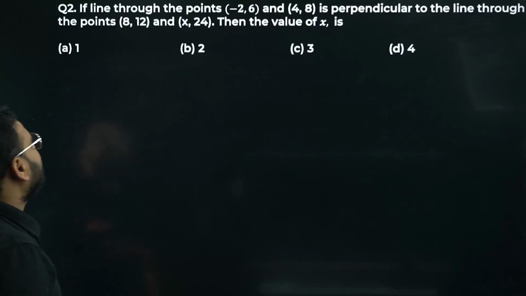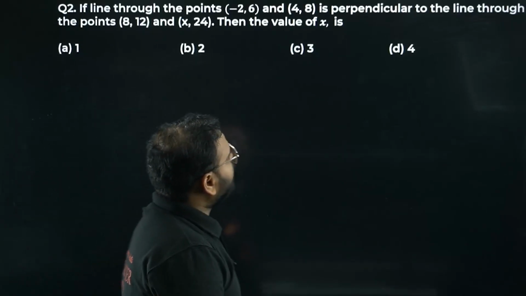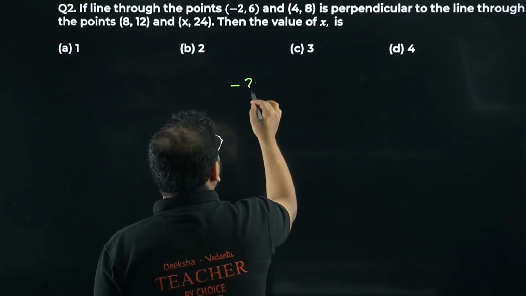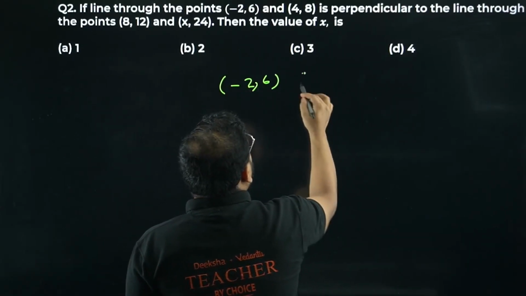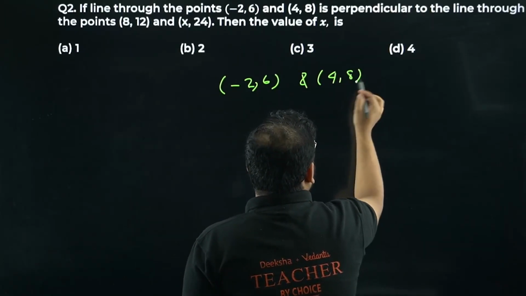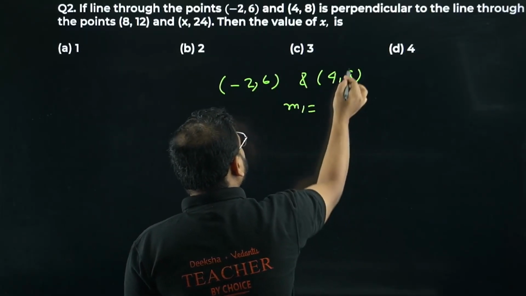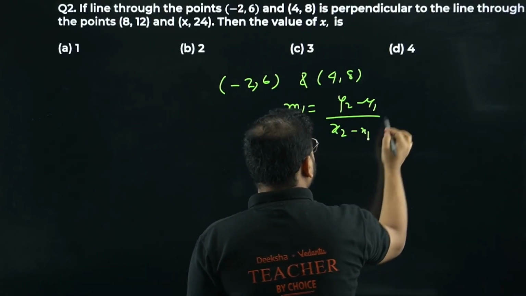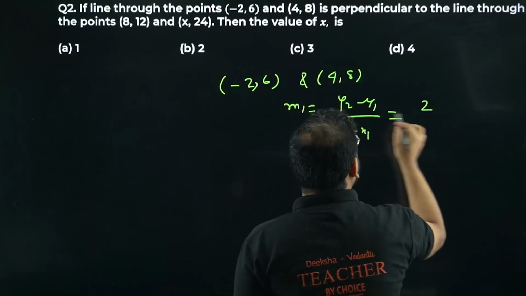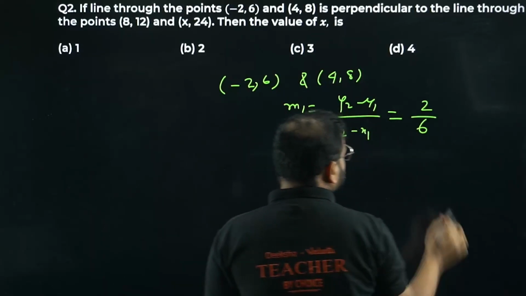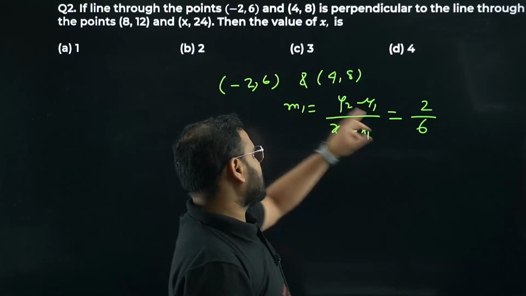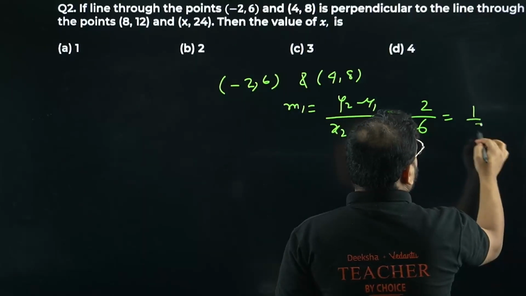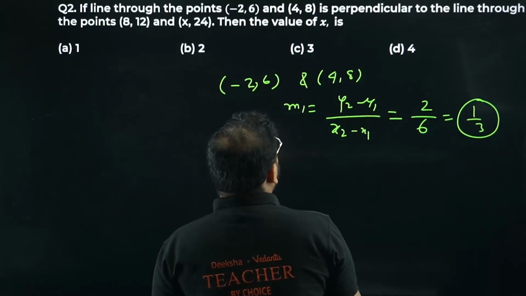What else do we have? If the line through this point is perpendicular to the line through this point, let's do one thing. Using the first 2 points, you find the slope. How do you find the slope, bacha? Let's call this m1. Remember this formula? We had y2 minus y1 upon x2 minus x1. Let's apply this. 8 minus 6 is 2. 4 minus 2 will be 6, right? How much is the answer? 1 by 3. Great.